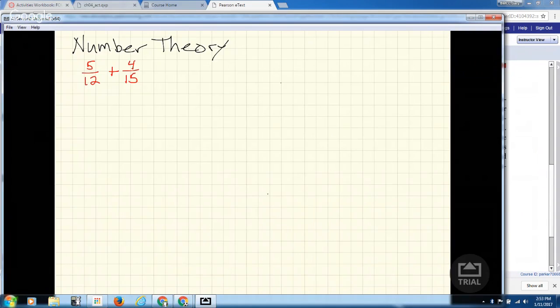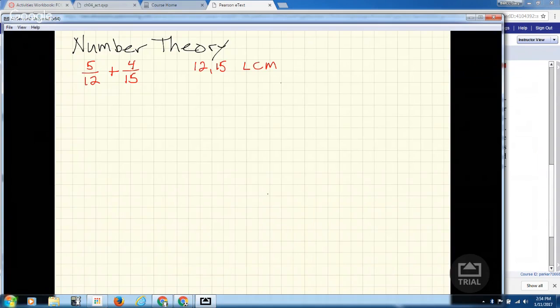Typically what we do is we look at the denominators, 12 and 15, and we try to find the lowest common multiple of the two of them. Since they're denominators, that's the lowest common denominator. So what I'm doing here is what's called the LCD algorithm. So I have to find a number that both 12 and 15 go into, and it's the smallest possible number that they both go into. A couple of ways to do that.